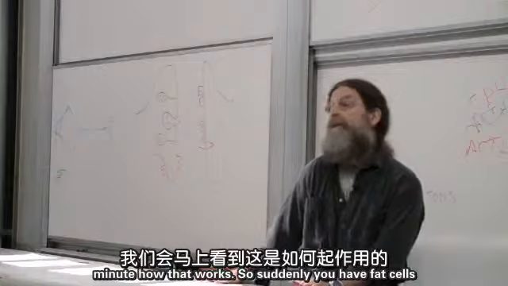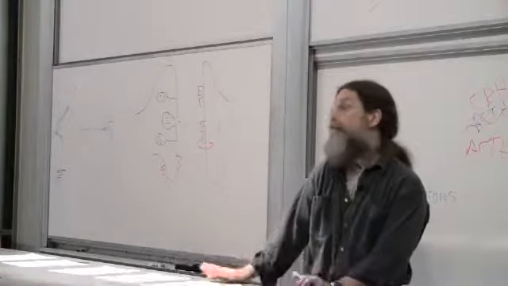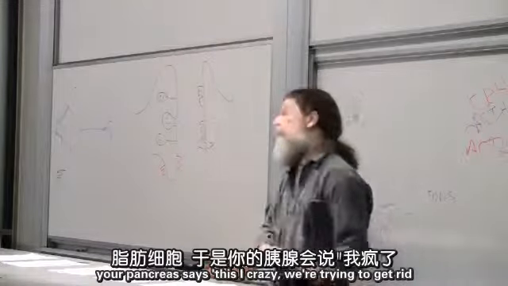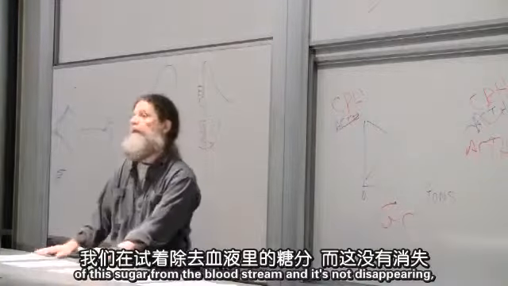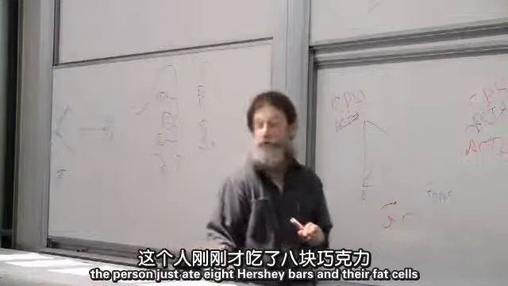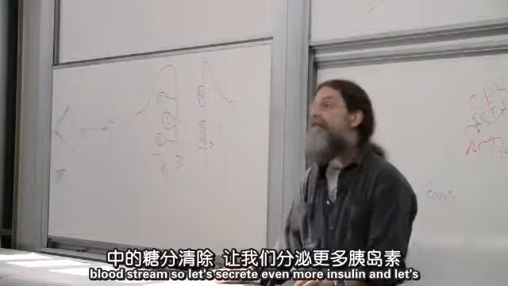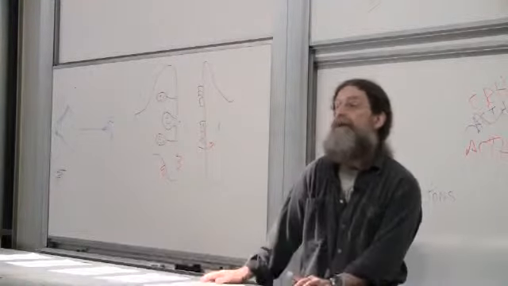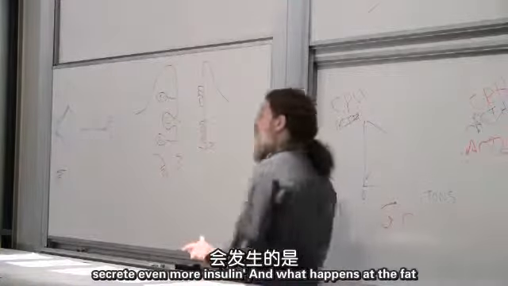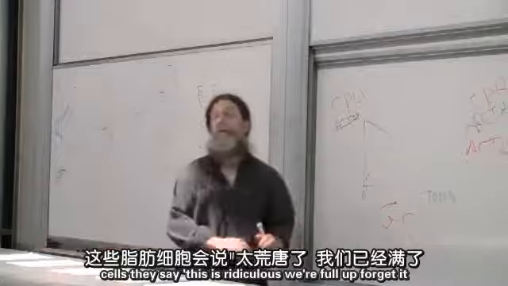So suddenly you have fat cells that aren't responding to insulin, and your pancreas says, "This is crazy. We're trying to get rid of the sugar from the bloodstream and it's not disappearing. The person just ate 8 Hershey bars and their fat cells are already full, but we're not clearing the sugar out of the bloodstream, so let's secrete even more insulin." And let's secrete even more insulin. And the fat cells say, "This is ridiculous. We're full up. Forget it.